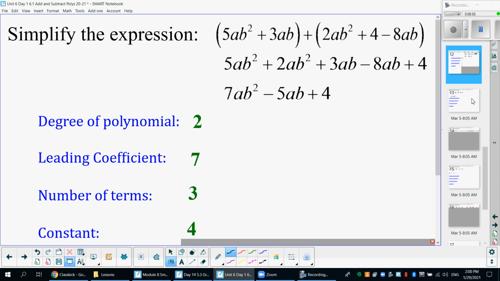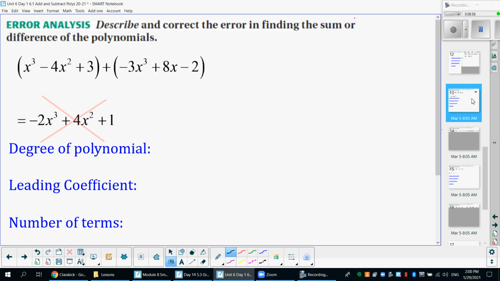Now that we're used to simplifying our polynomials by adding and subtracting, let's continue on here and find the errors of what happened with these simplified polynomials and talk about the degree, leading coefficient, number of terms, and constants. So here we are supposed to be adding the two polynomials together, and a result was given of negative 2x to the third plus 4x squared plus 1. We know that this is not the correct simplified result. So could you find the error? And if so, can you correct it to find the true polynomial result?